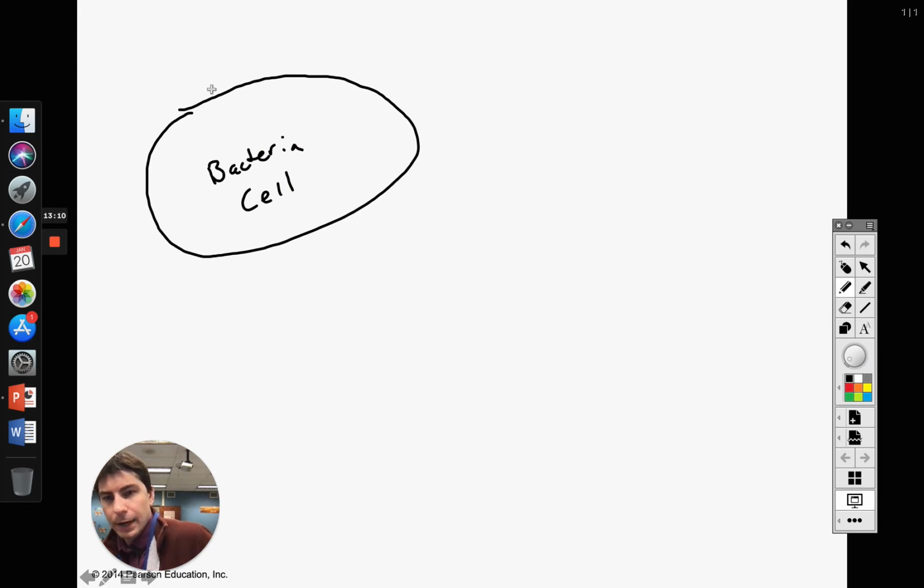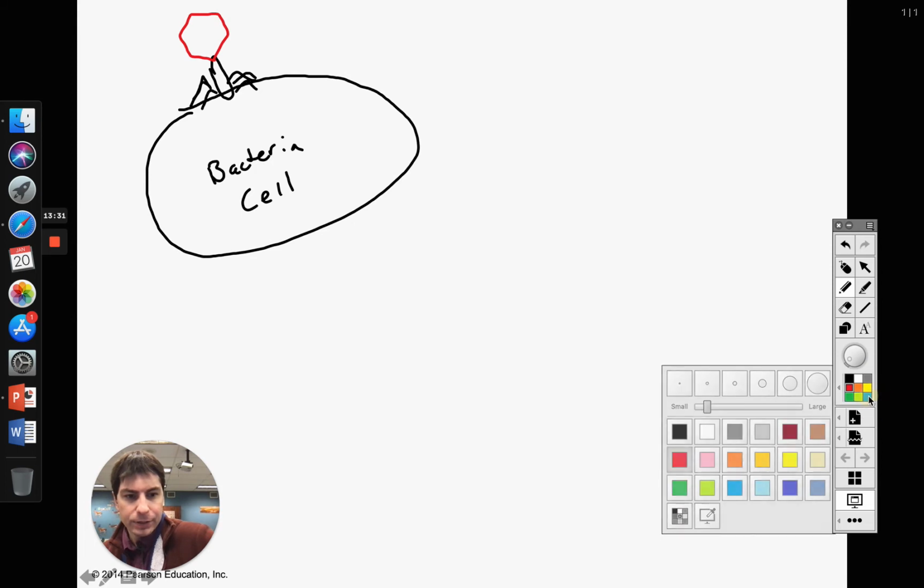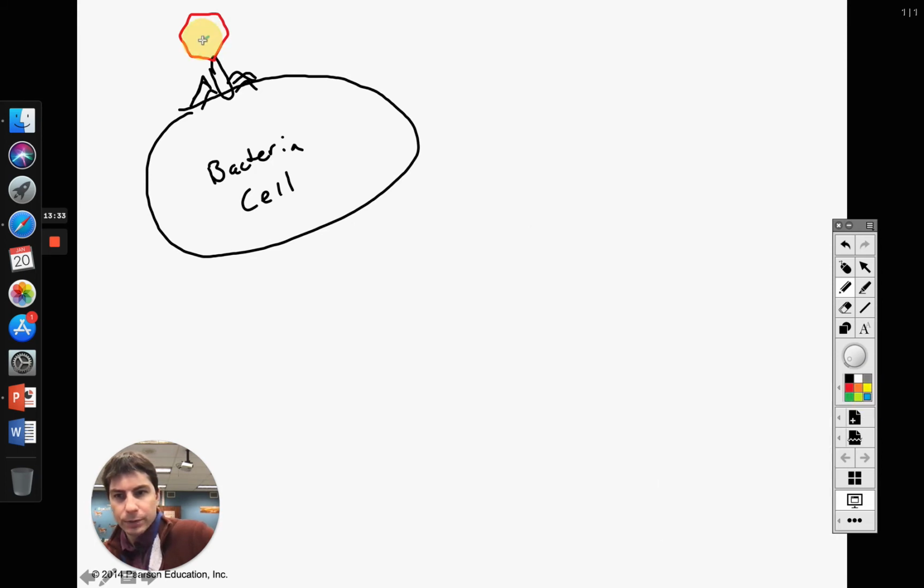All right. And I'm going to draw the virus attaching to the bacteria to the best of my ability here, which is not great. Okay. So now I'm going to draw the protein in red, and I will draw the DNA inside of that protein. Just make it blue. All right. So, blue, that's our DNA. Red, that is our protein.